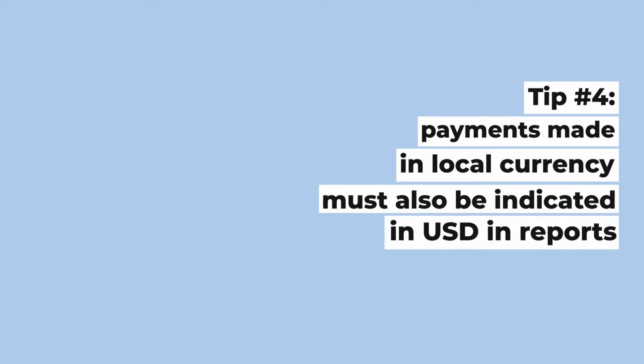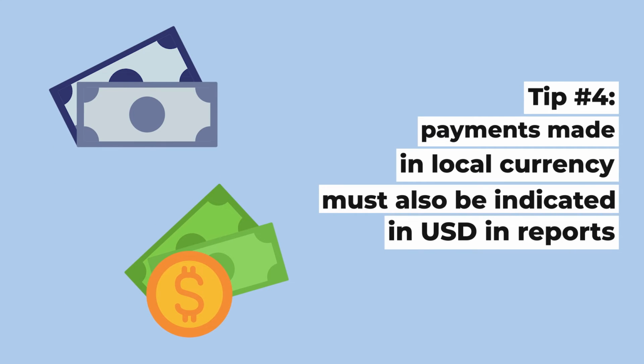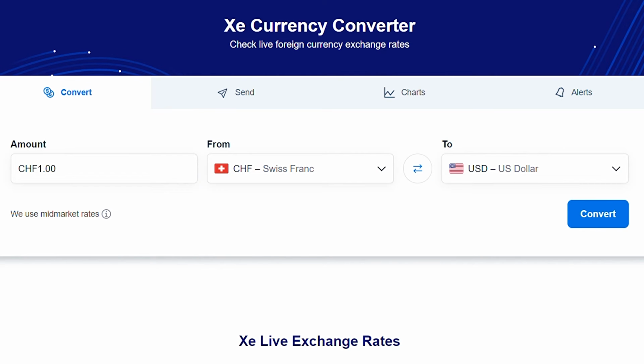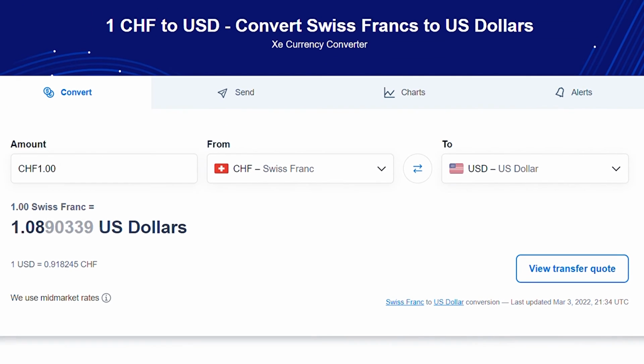Point 4. If payment was made in the local currency and not in US dollars, indicate the amount spent on each invoice in the column headed Local Currency, and indicate the exchange rate between the local currency and US dollars in the column headed Rate. The reporting template includes a link to a currency converter website where you can locate the exchange rate applicable.